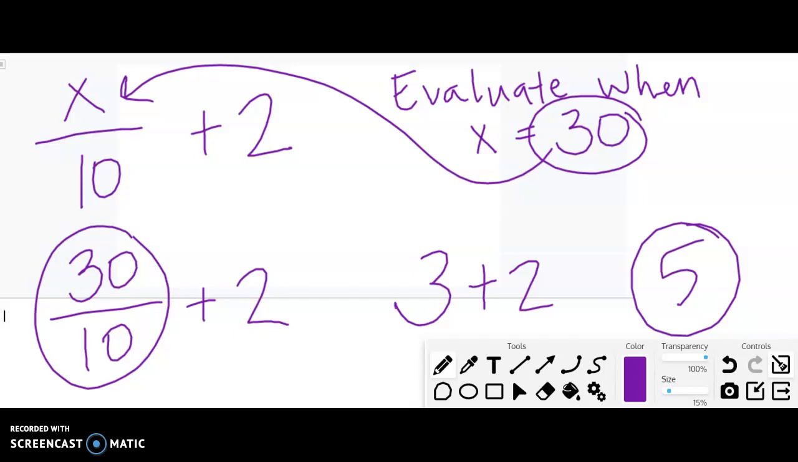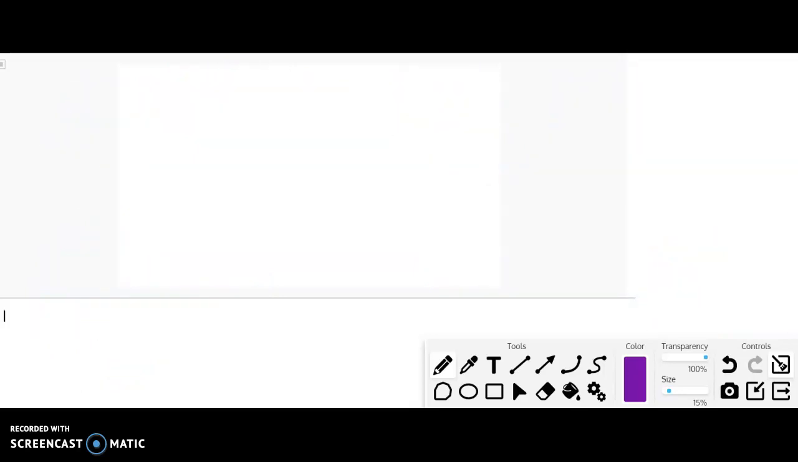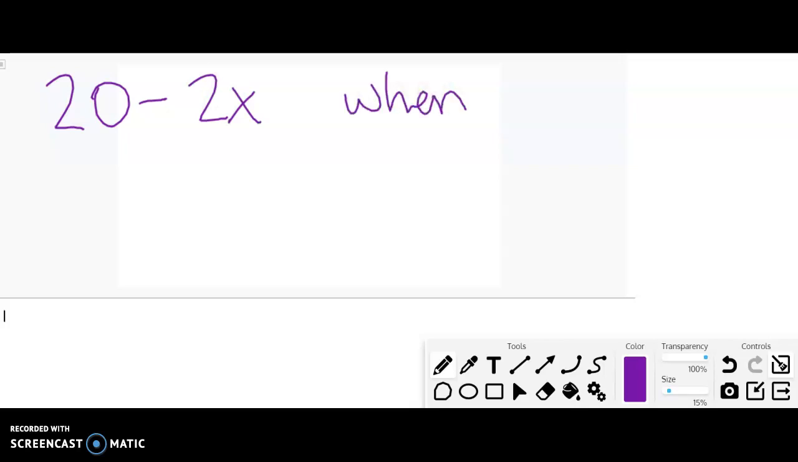Okay, let me do just a few more examples. Hopefully you're getting the hang of it, and if not, I am more than happy to help. Say we get 20 minus 2x. Let's evaluate it when x equals 3. Okay, well, I need to substitute this in where x is. It's going to take its place.